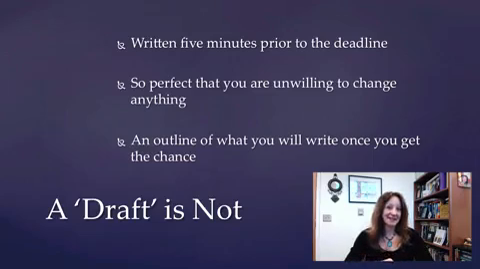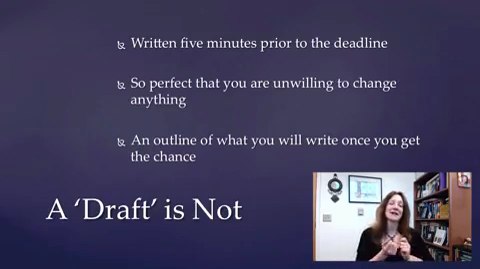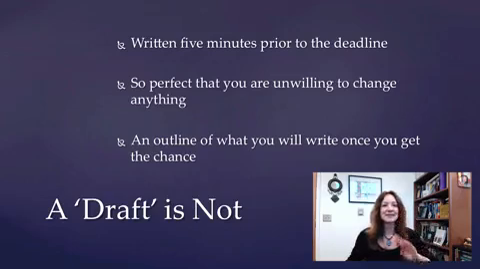I'm going to start with what it's not because that might be more familiar to you. A draft is not, for this class, written 5 minutes prior to the deadline. A draft is also not so perfect that you're unwilling to change anything. We all get attached to certain aspects of our writing or certain sentences where you're just like, oh, this is such a great sentence. But even though it's good to have enthusiasm and attachment like that, you also want to be willing to change something should you get some feedback. So don't get so attached to the draft. Okay, it's an initial draft.